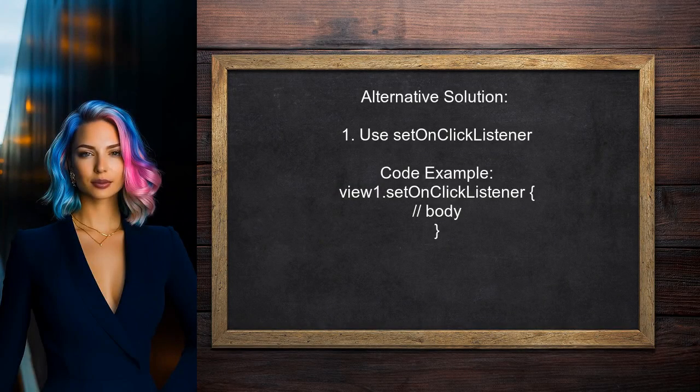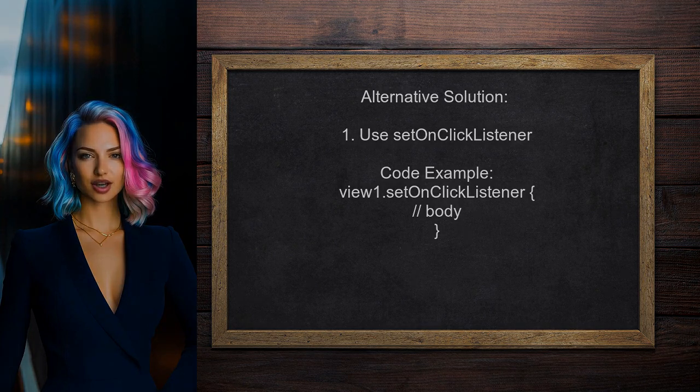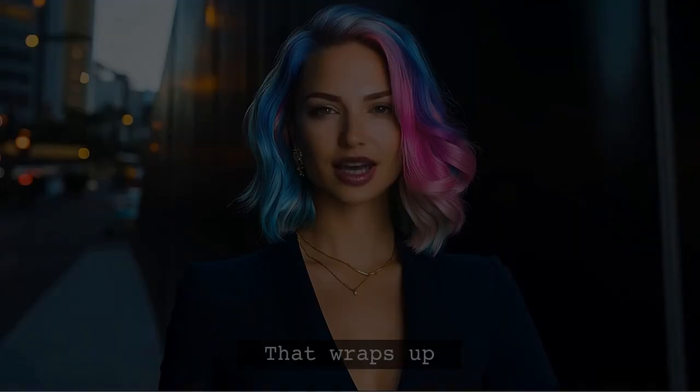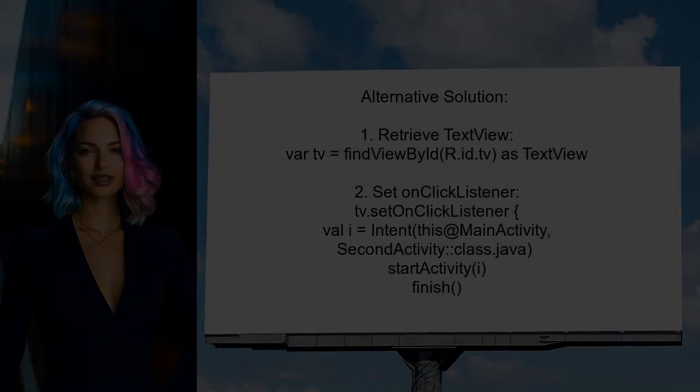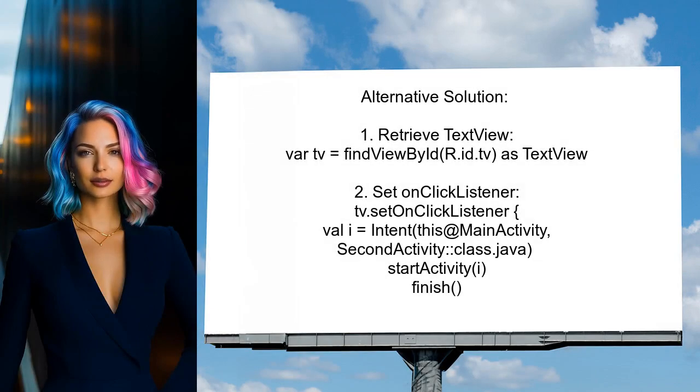An alternative approach to setting an on-click listener in Kotlin is quite simple. You can directly use the setOnClickListener method on your view. Here's how it works. That wraps up that answer. Let's move on to another one. An alternative approach shared by a user involves setting an on-click listener for a text view in Kotlin. First, they retrieve the text view using findViewById. Then, they set the on-click listener with a Lambda function that starts a new activity.